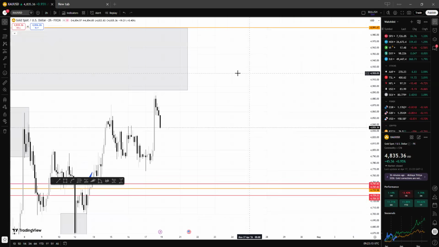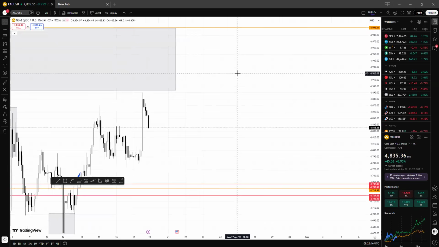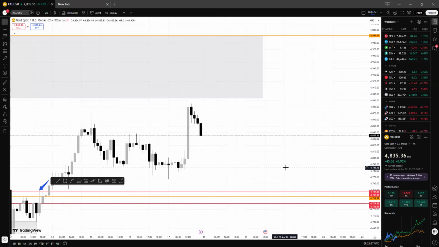Having now mastered my direction and knowing that I'm in a buy trend, what I need to do here is get an entry, and most probably this entry has to align with my structure. And my structure is telling me that I'm in a buy. So what I do is I box this area over here.